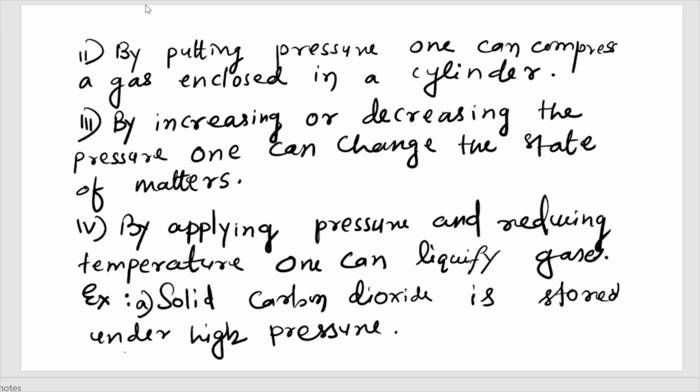By putting pressure, what happens here? Observe. When you put pressure, one can compress a gas enclosed in a cylinder. Why? Because there is a large distance between one particle and another. That is why one can compress a gas enclosed in a cylinder. Examples you know: LPG, liquefied petroleum gas, and CNG, compressed natural gas.